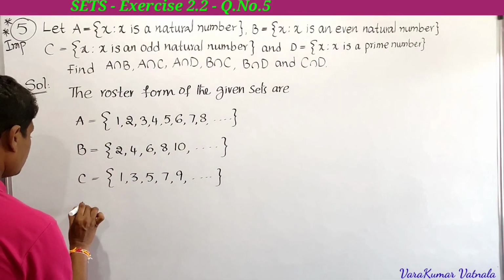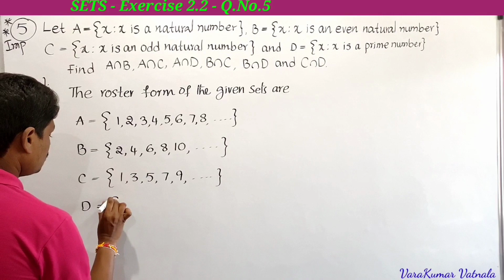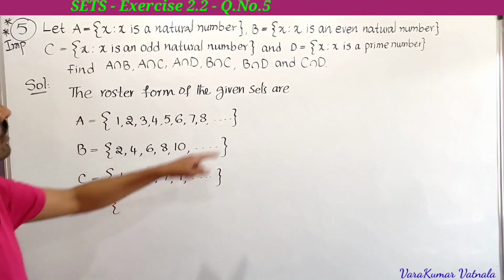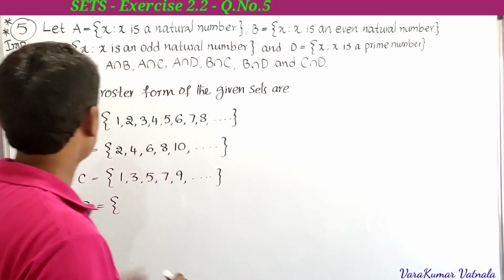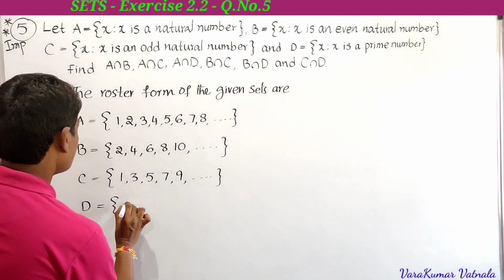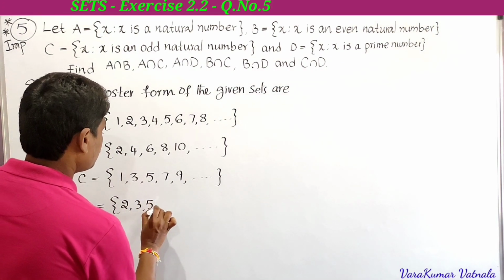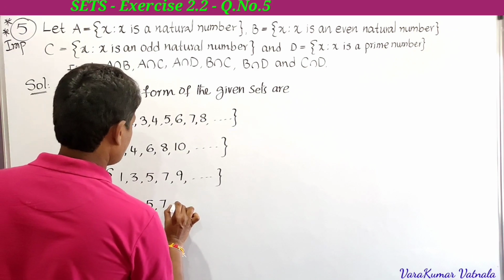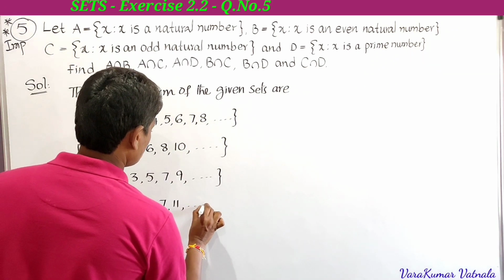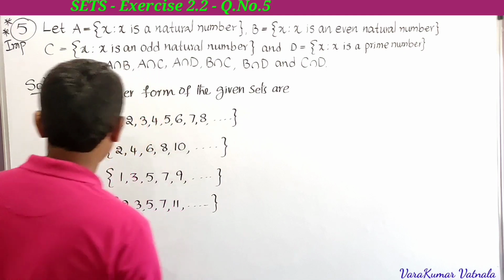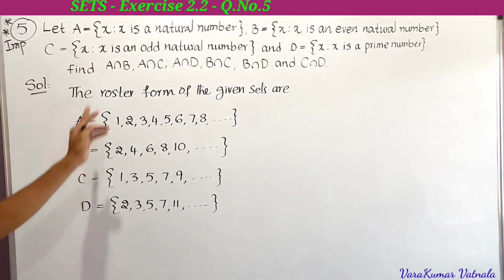Next we have to write set D. D is equal to what? x is a prime number. We have to write the prime numbers. What are the prime numbers? 2, 3, 5, 7, 11 and so on. These are the prime numbers. Now we have to find them one by one.